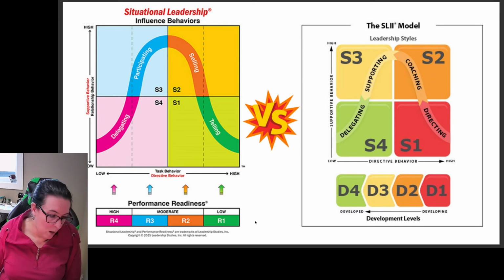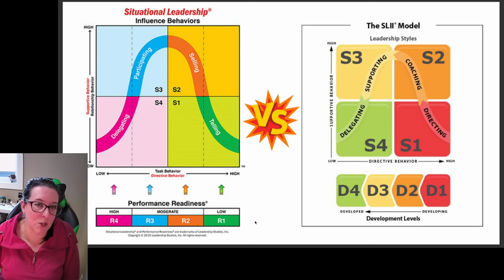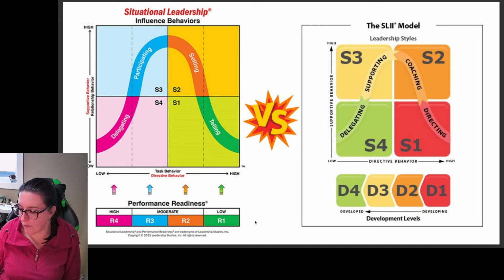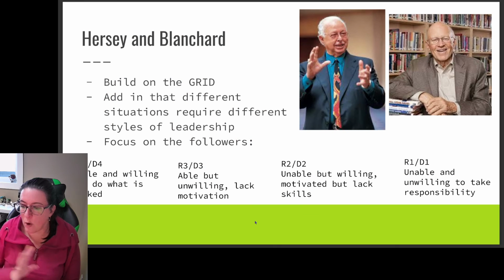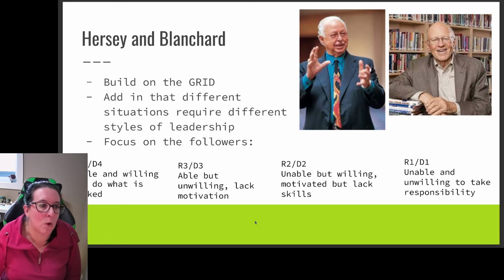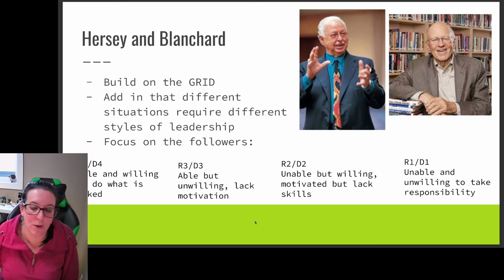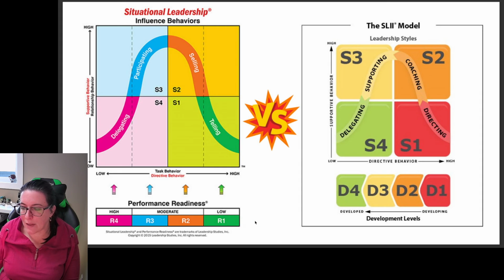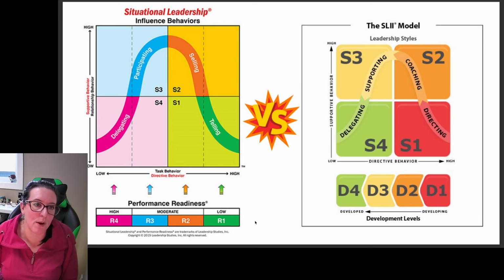So here we are providing general direction, more supportive behavior, because we know they're willing, we just need to show them how they are able to do it. So we need to provide them with that piece. Then we have R3D3. So they're able, but they're unwilling. So they lack the motivation. If they lack the motivation, then we need to have more of a participatory or supportive style of leadership.